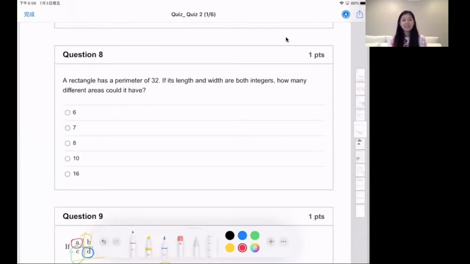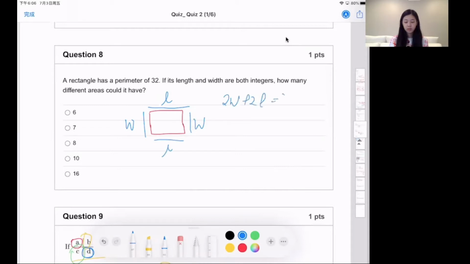Question number 8. A rectangle has a perimeter of 32. So let's draw a rectangle with the perimeter. Width, length, width, length. So 2 width plus 2 length equals 32, which is width plus length equals 16, okay? If its length and width are both integers, how many different areas could it have?